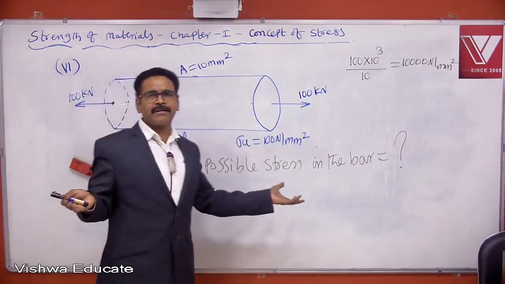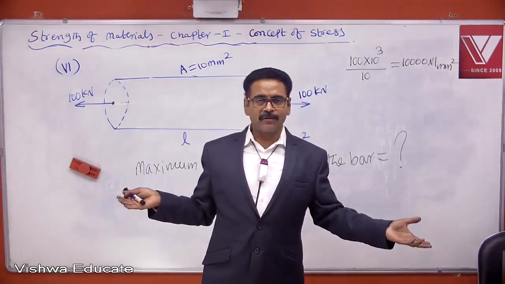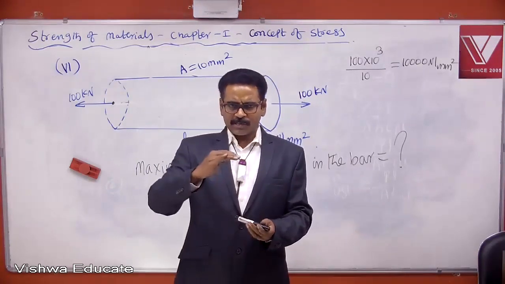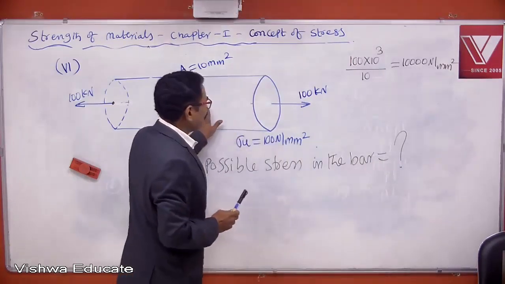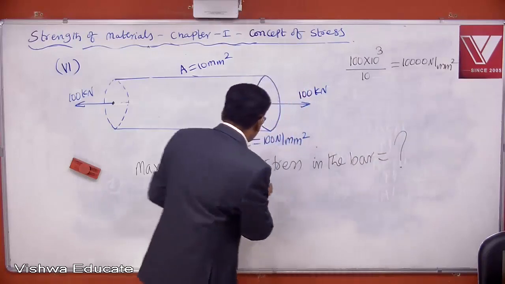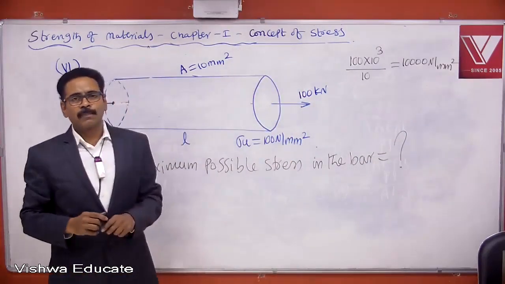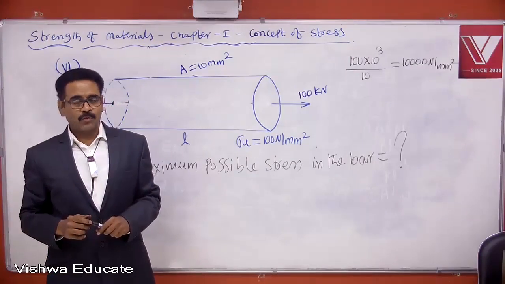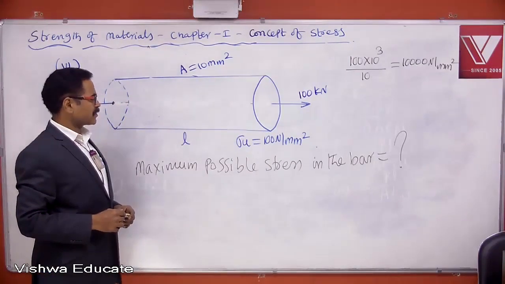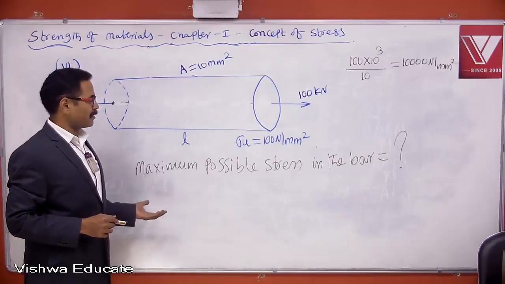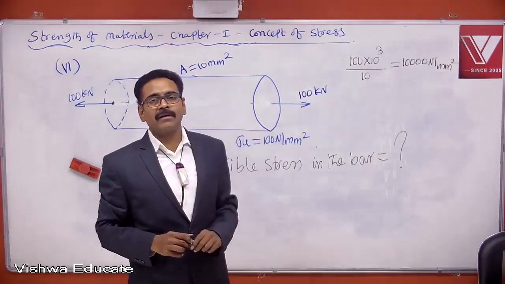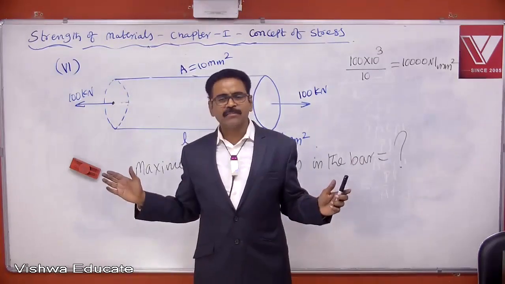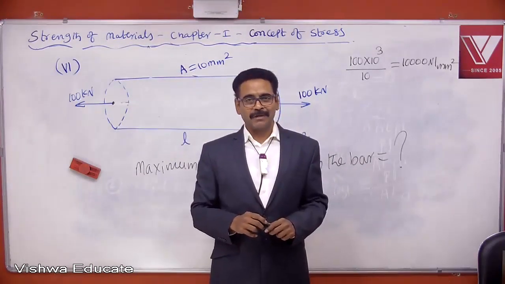What is ultimate point? Maximum possible stress without failure is called ultimate point. If stress is more than ultimate point, simply the structure will break. This bar cannot carry this much stress. When stress reaches 100, this bar will break into two pieces. So if they ask you what is the maximum possible stress in this bar, you have to say ultimate point. No structure carries stress more than ultimate point. Beyond ultimate point, the structure will break into pieces.